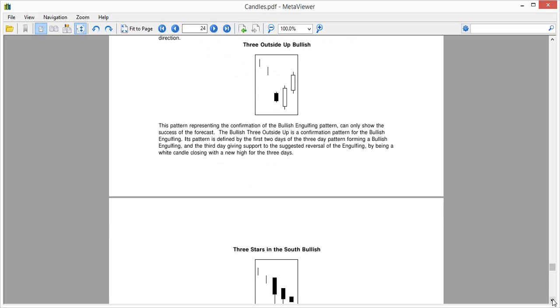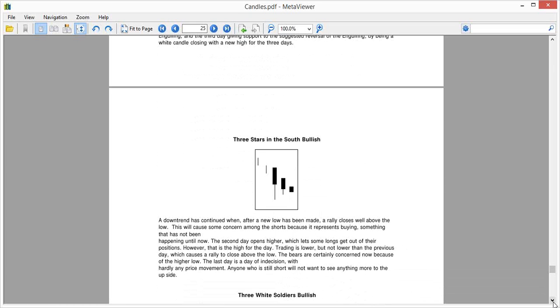This pattern representing the confirmation of the bullish engulfing pattern can only show the success of the forecast. The bullish 3 outside up is a confirmation pattern for the bullish engulfing. Its pattern is defined by the first 2 days of the 3-day pattern forming a bullish engulfing, and the 3rd day giving support to the suggested reversal of the engulfing by being a white candle closing with a new high for the 3 days. Okay, so we have a small low, we have a reversal candle, and we've closed above, and again continuation. So we're looking for higher highs there. Higher high and higher high.